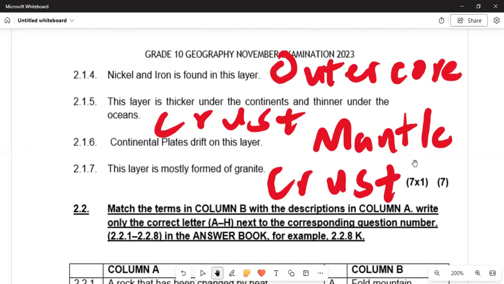In 2.1.6, the continental plates drift on this layer. And which layer is that? They drift on the mantle. Then you get your mark. In 2.1.7, this layer is mostly formed of granite. The granite is a hard stone. And we are saying that it is found where? On the crust. You get your mark.